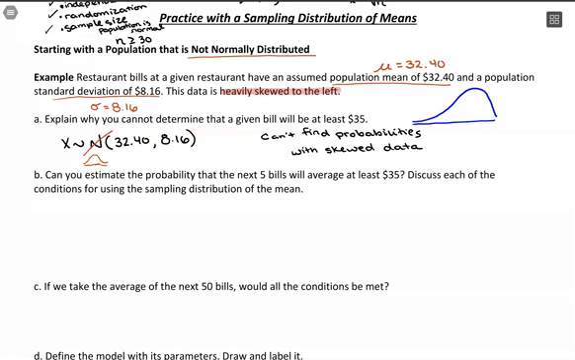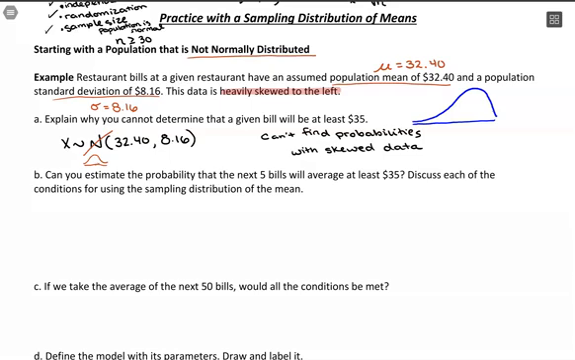So, as compared to what we did in the last video, where our example started with a question in terms of probability for a single value, and we just applied what we learned in the normal distribution, we can't do that here because our population data is skewed. So, part B here, can you estimate the probability that the next 5 bills will average at least $35?